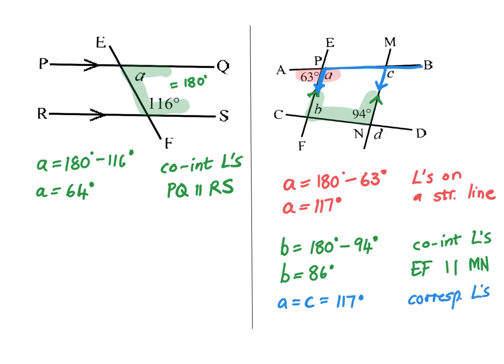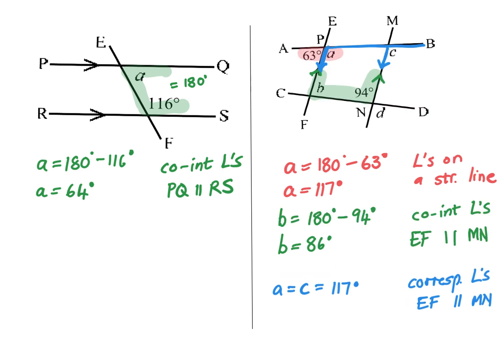And the parallel lines are EF and MN. And for my last one, to find D, there's a little bow tie here at the bottom. So that means that D equals 94 degrees, and that is vertically opposite angles. And remember to say that they are equal.